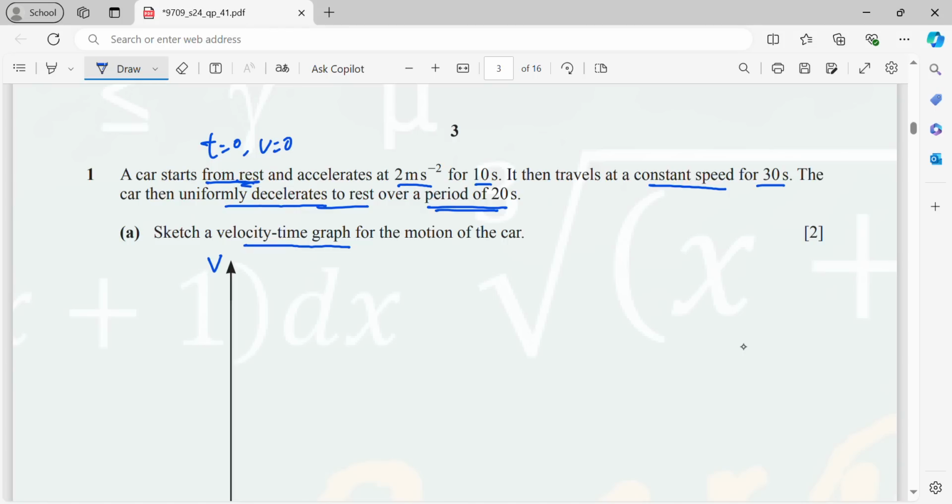Now it accelerates at 2 meters per second squared for 10 seconds. We know that acceleration equals velocity over time. The acceleration is given, this is a, and the time is 10. So I can find my v, which is basically a times t. That is, a is 2, t is 10. That means within 10 seconds, the velocity will speed up to 20 meters per second.